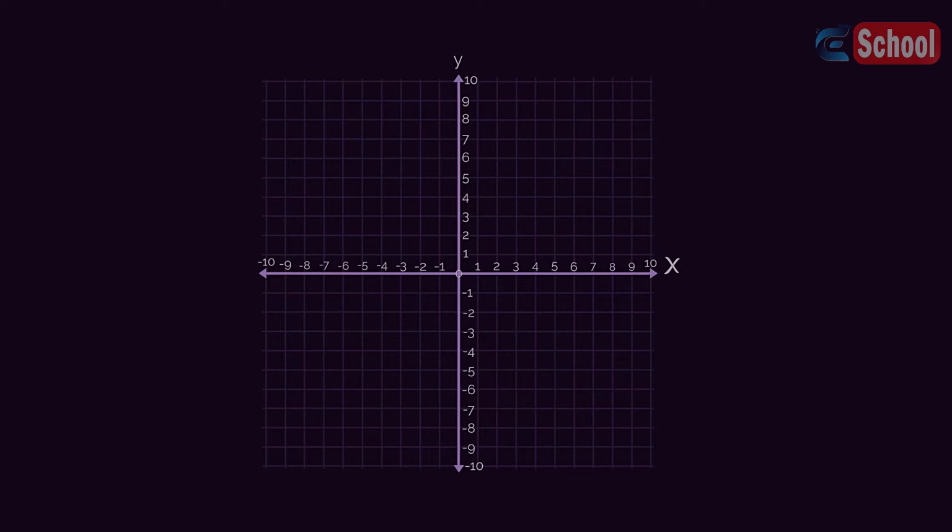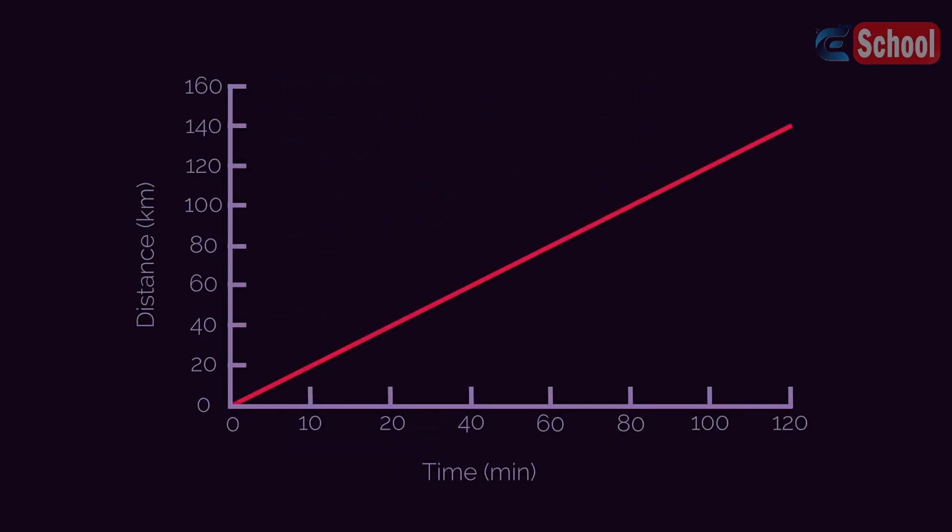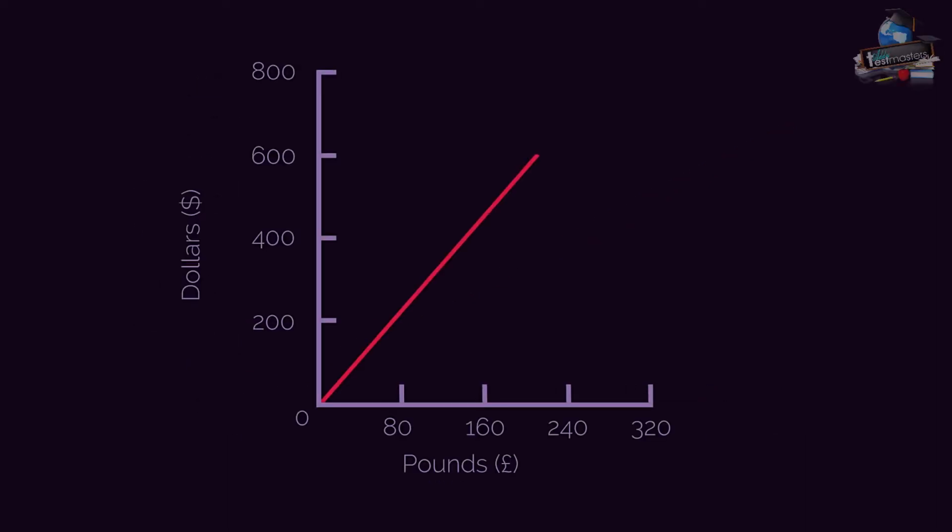Sometimes you are given a straight line and you need to find its gradient because the gradient tells us some important information. Like on a distance time graph, the gradient is the speed. Or on a currency conversion curve, it tells us the exact conversion rate.